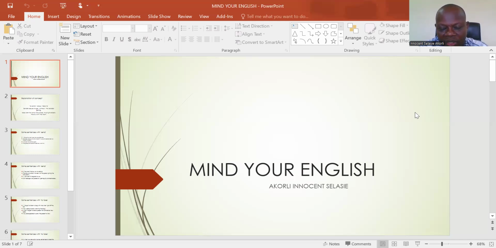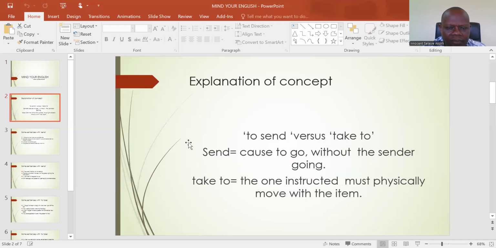Today, for example, we're talking about two verbs which we normally interchange, and by so doing, we misuse them. These verbs are to send and to take to.